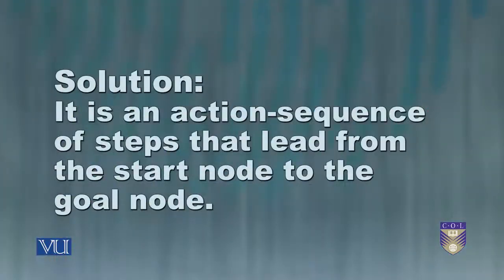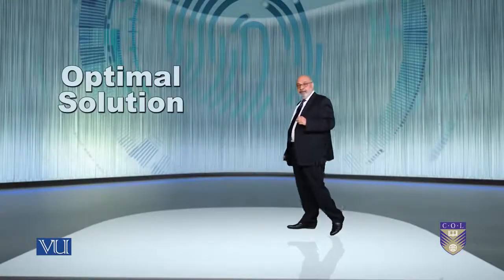And of course, what is a solution? A solution basically is a sequence of action steps. I take an action, I go there. What are the consequences? I take another action, see the consequences, goal or not. So a solution is a sequence of steps that lead from your start state to your goal state or goal node. Another interesting thing, optimal solution.